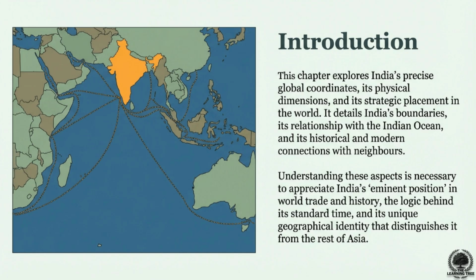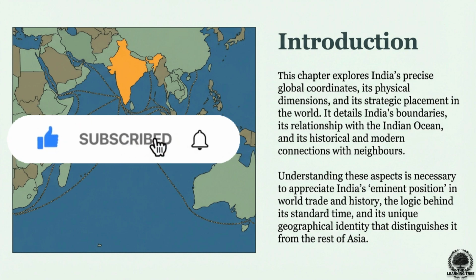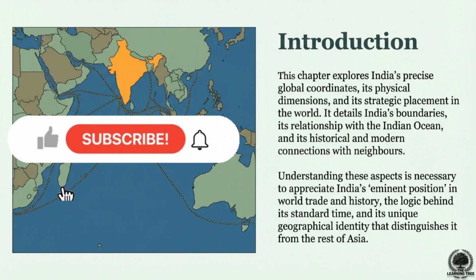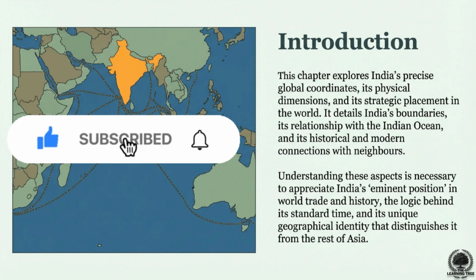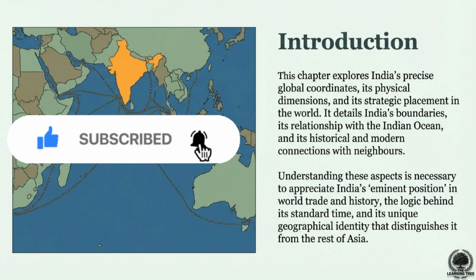Along with location, it explains the physical size of the country and how this size influences boundaries, climate, and time. Special attention is given to India's relationship with the Indian Ocean and its neighbouring countries. By studying these aspects, it becomes possible to understand why India holds an eminent position in world history and global trade. With this brief introduction, let's dive into the lesson.